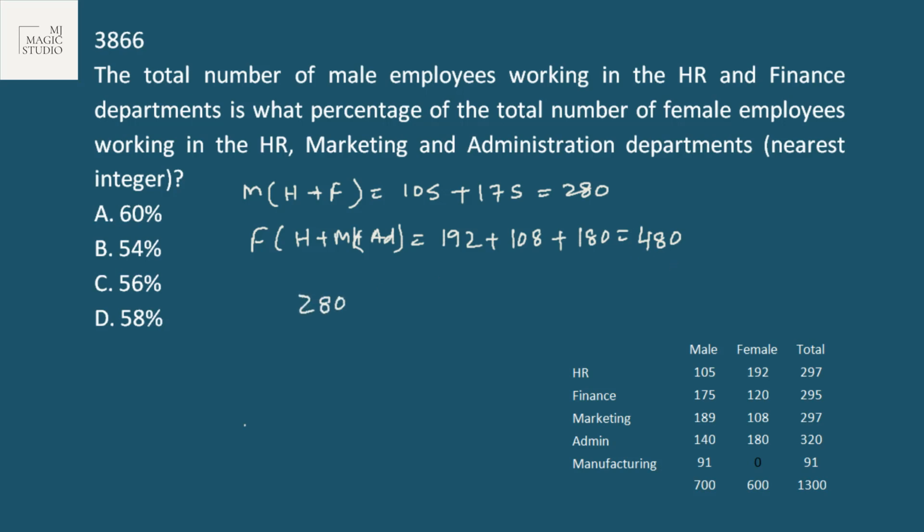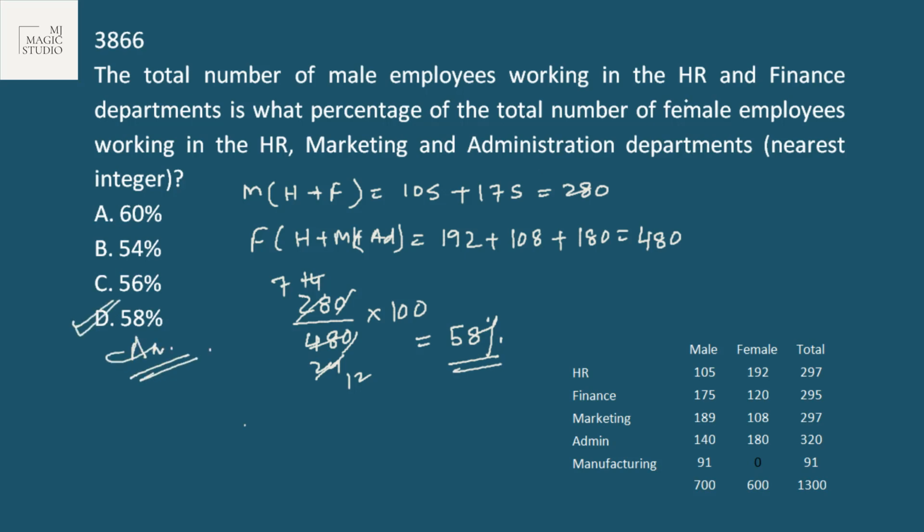So how much is 280 as a percentage of 480? We need just 280 by 480 into 100. 14 by 24, this is 12, 7. 7 by 12, 58. It should be 58%. It is more than 56%. 58%. Option D is the pick.